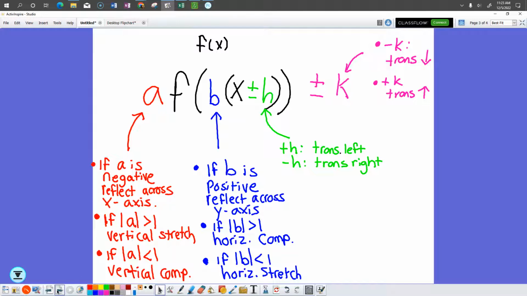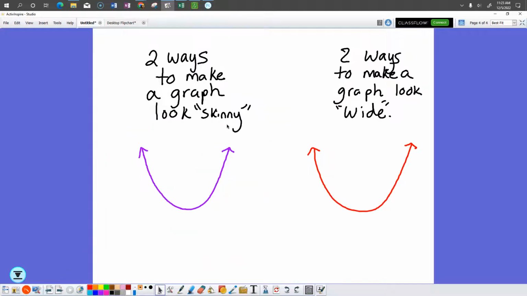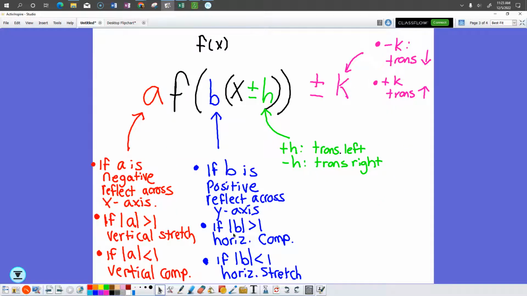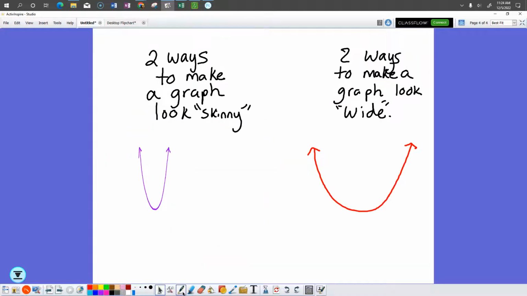Now, before I get into the exercises, one more thing. There are two ways then that we can make a graph look skinnier. One way you can make a graph look skinnier is by compressing it horizontally like this. Okay? And if we look back at our last slide, a horizontal compression means that the absolute value of b is greater than 1.